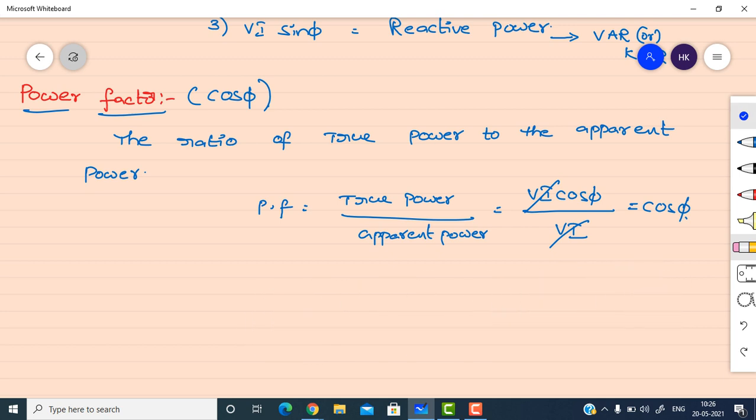And this power factor will also depend upon the load. If the load is a resistive load or an inductive load or capacitive load, what happens to the power factor? So I will discuss this in the next class. Do you have any doubts in today's class? Is it clear?